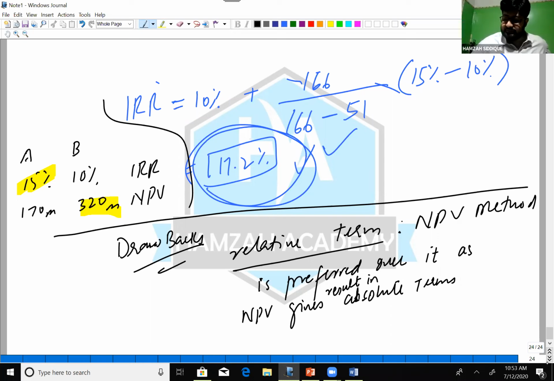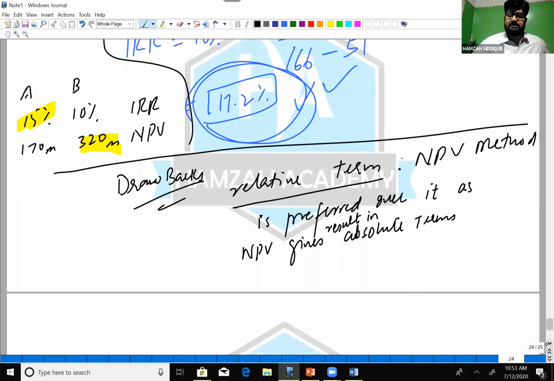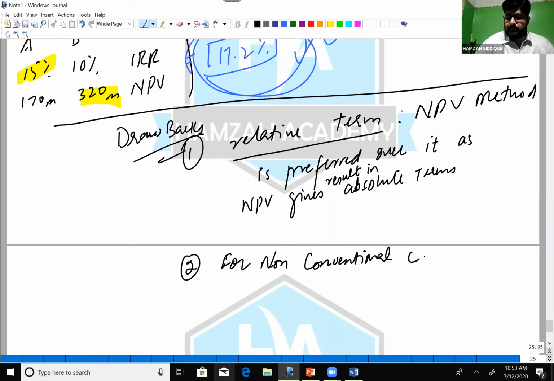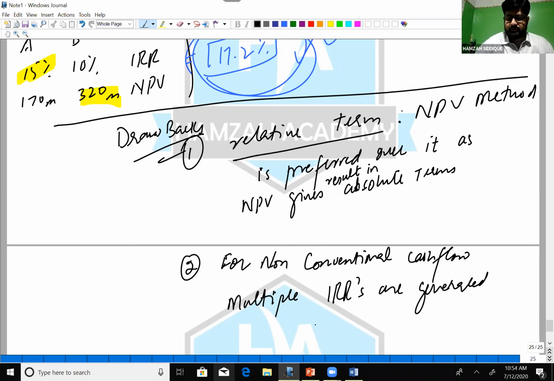Now, second, for non-conventional cash flows, multiple IRRs are generated sometimes. Now, what is the meaning of it? Multiple IRRs are generated sometimes.